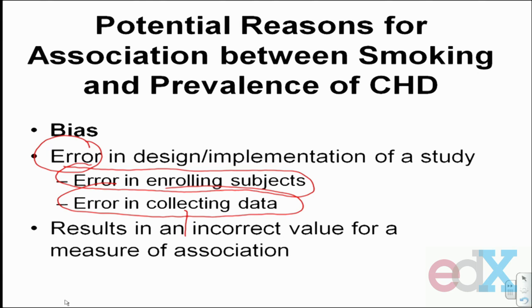So what bias means is you're going to get an incorrect value for your measure of association, your risk ratio, your odds ratio, or in the example we're looking at, the prevalence ratio. So I'd like to use that data to describe two potential types of biases. One due to enrolling subjects incorrectly or in error, one collecting wrong information on people in error. That could explain why we're seeing this somewhat unusual result in our cross-sectional study, that the prevalence of heart disease is actually lower among the smokers than it is among the non-smokers. The prevalence ratio is 0.82.